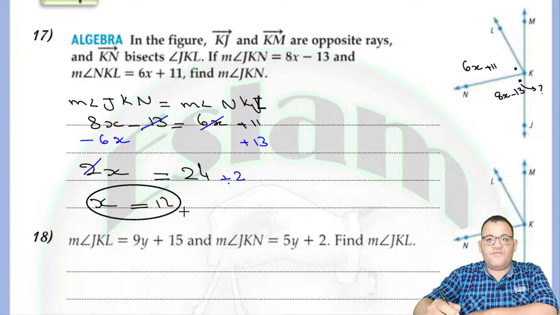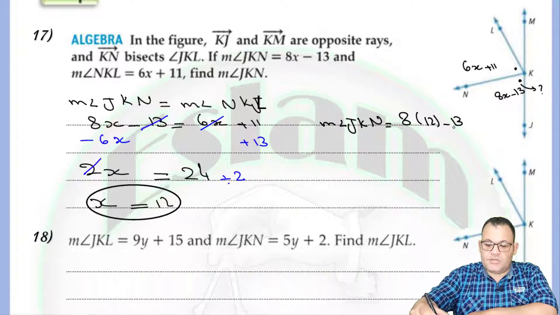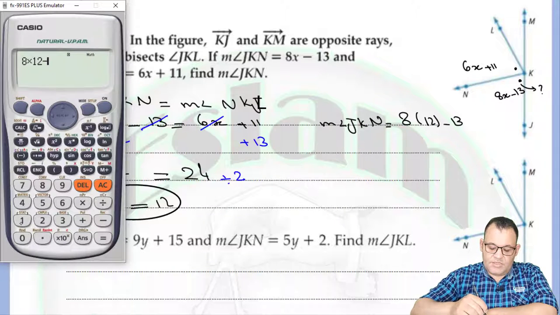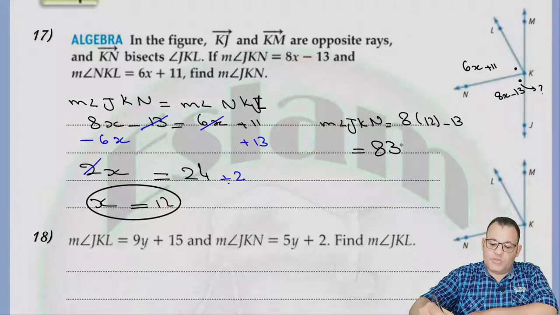But the required is not the value of x. The required is the measure of angle JKN. We know that JKN is equal to 8x minus 13. So the measure of angle JKN is equal to 8 multiplied by 12 minus 13. 8 times 12 minus 13 is equal to 83. So the measure of angle JKN is equal to 83 degrees.